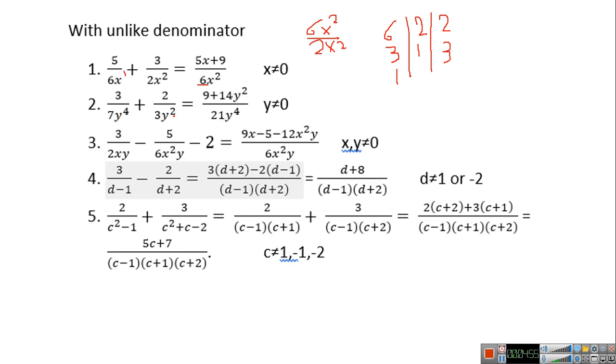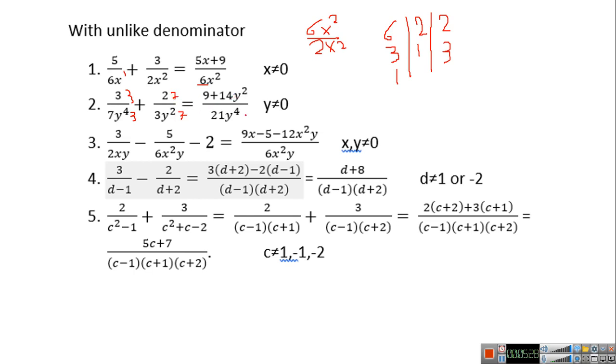Y^4 and y^2, you put y, but with the highest power, which is y^4. Now you compare: here you have y^4, here you have y^4; here I have 7, here I have 21, so I need to multiply by 3 to get 21, not to change anything. I multiply down by 3 as we said, and I multiply up by 3, so it's 9. Here you have 3, here we have 21, so I must multiply by 7, so I multiply up by 7, so I'm going to get 7 times 2, 14.